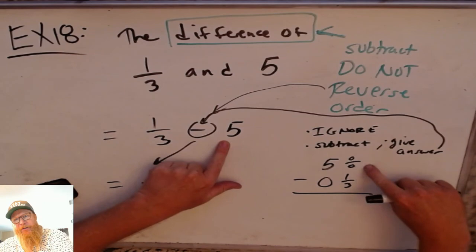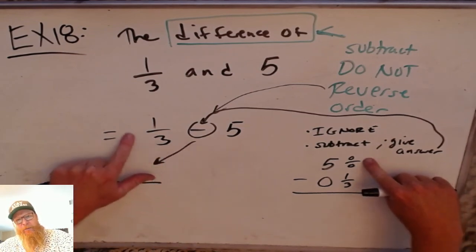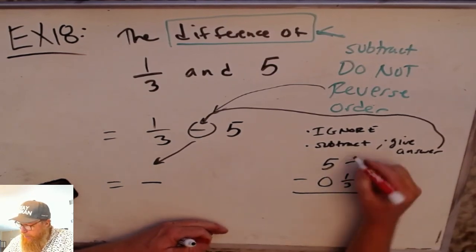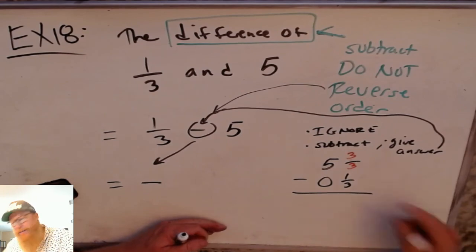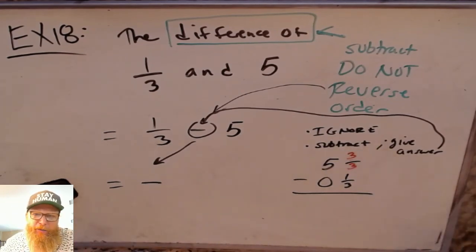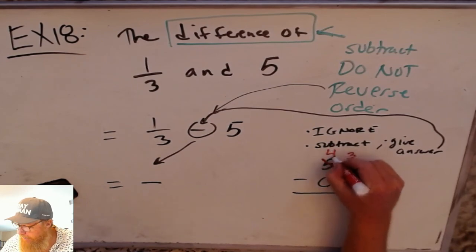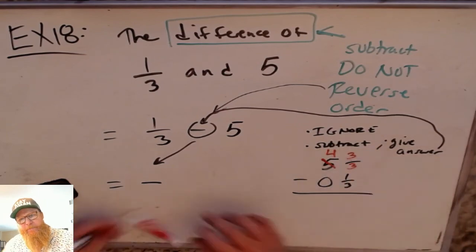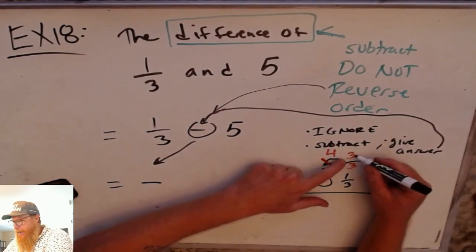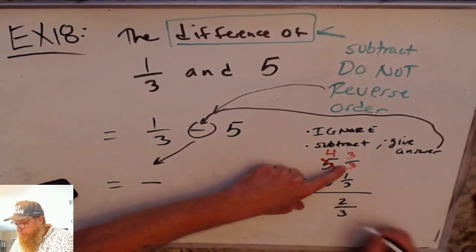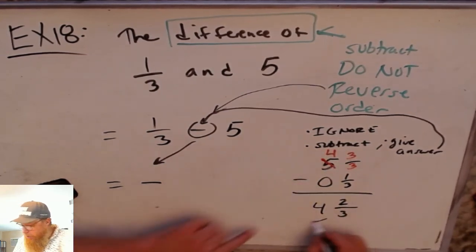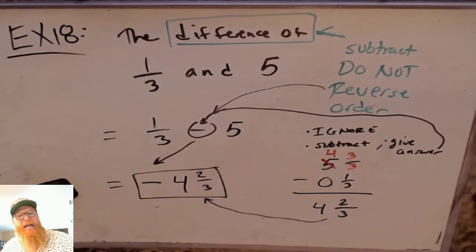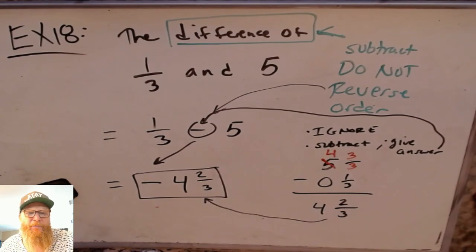All right, so 5 goes on top, 5 and 0 zeros, and then 1/3 goes on bottom, 0 and 1/3. Look here, that's going to be 3/3. I'm just crossing out the zeros and replacing them with 3s. And then I have to borrow from the 5 and make that a 4. So this is the borrowing right here, the 3/3. Okay, 3/3 minus 1/3 is 2/3. 4 minus 0 is 4. Bring it over here and make your answer negative. So you get negative 4 and 2/3.